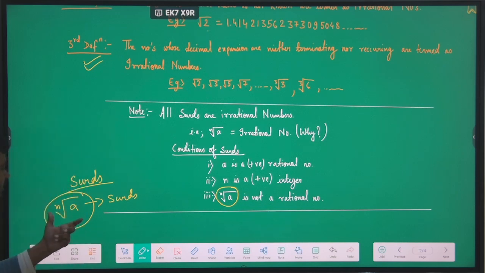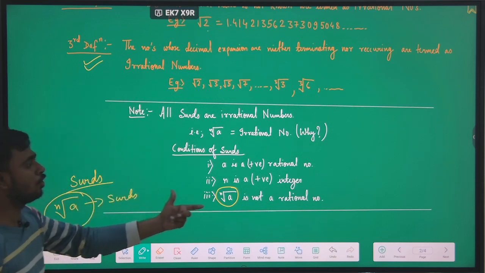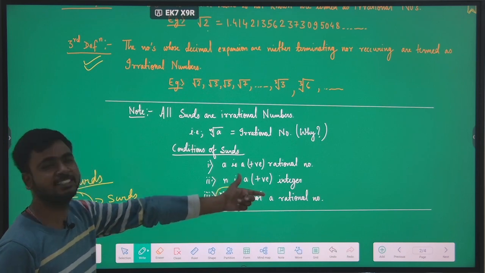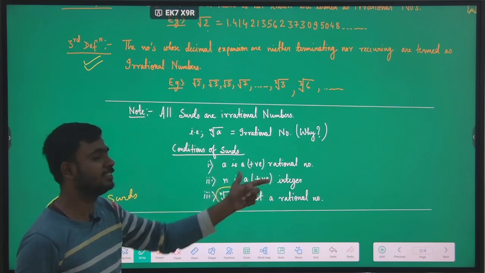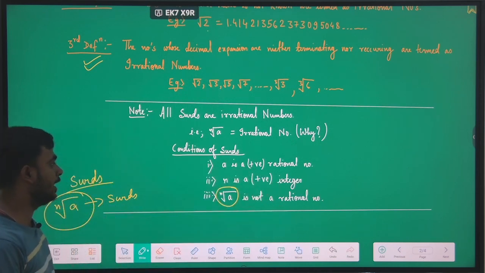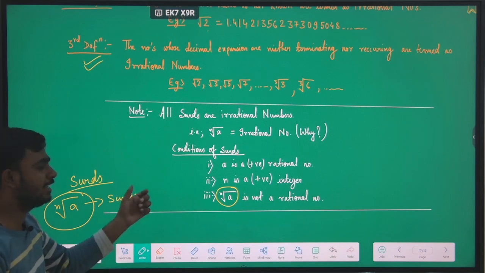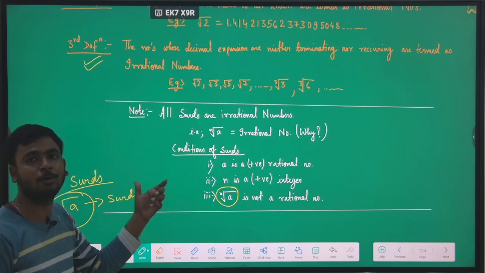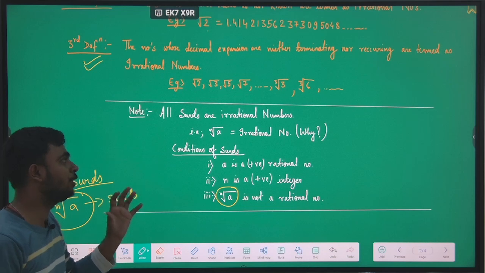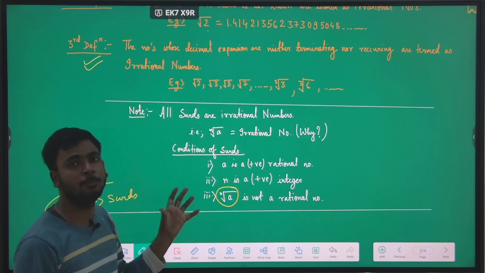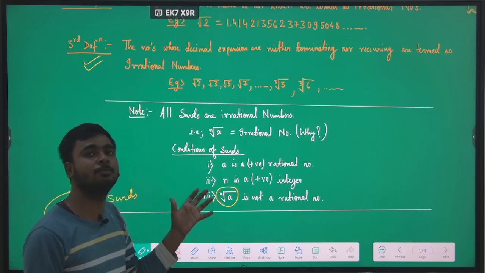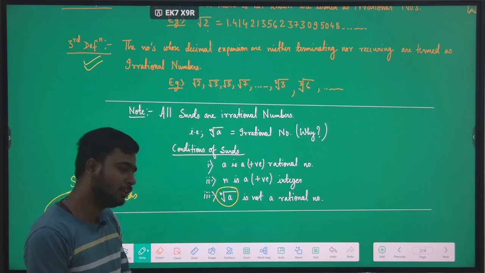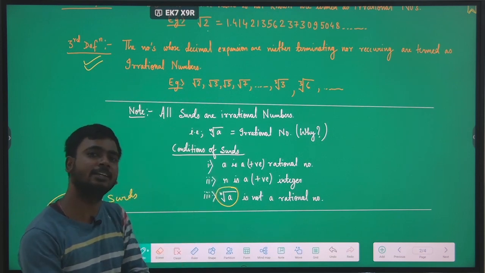Surds are these types of numbers which are not rational numbers, where n is a positive integer and a is a positive rational number. Okay, I don't think that you have any doubt about surds now. So if you are asked to give some examples of irrational numbers, then you can say all surds will be irrational numbers.